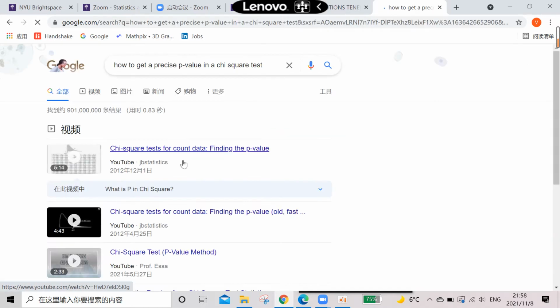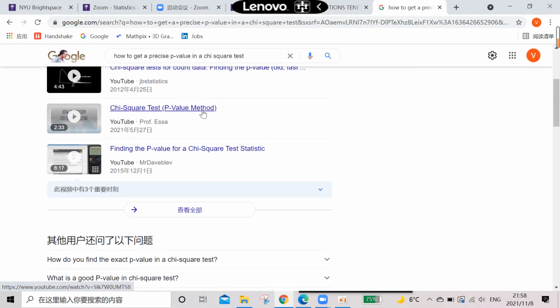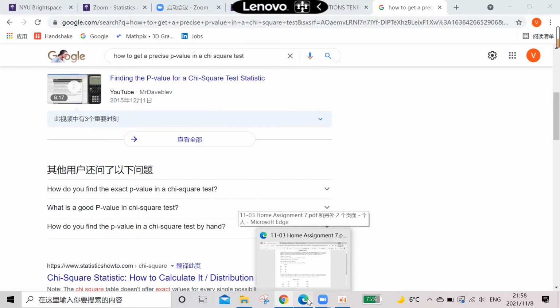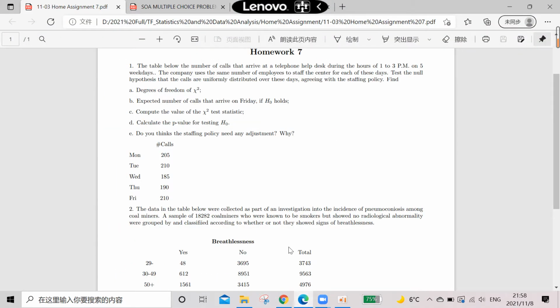Okay, and then, do you think the staffing needs adjustment? Since we failed to reject it, they don't need any adjustment. Yeah. So actually, to fail would be greater than 9.488, right? At 5%. Yes. So basically, we failed to reject the null hypothesis, meaning we accept they are independent and they have the same expected cause, and we don't need to do any adjustments.